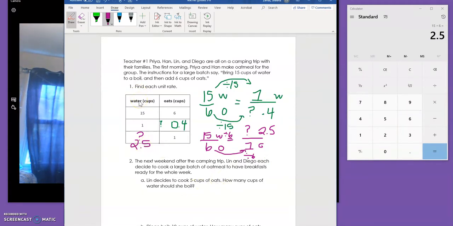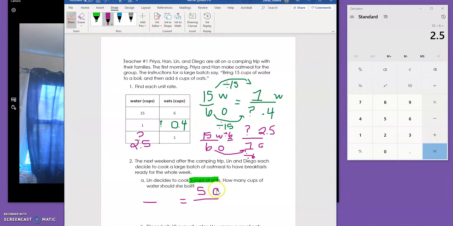For part 2, we are going to be using our unit rates to solve a similar problem. So the next weekend after the camping trip, Lynn and Diego each decide to cook a large batch of oatmeal to have breakfast ready for the whole week. Lynn is going to cook 5 cups of oats. So we want to set this up as 2 equivalent fractions, and our first fraction will be the unit rate we want to use.